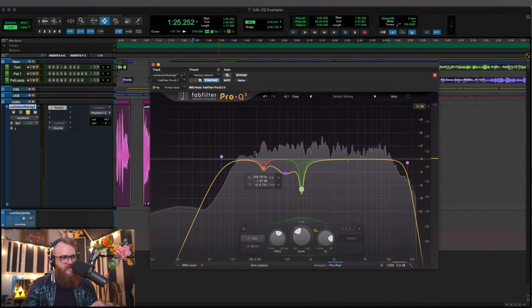Real quickly, I didn't anticipate this. Let's do some quick math. What do we have here? 250 hertz. What's here? Around 500. What do we have here? Around 750. These are all harmonics of each other.